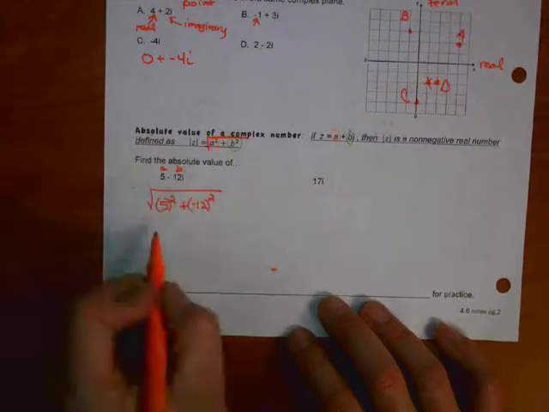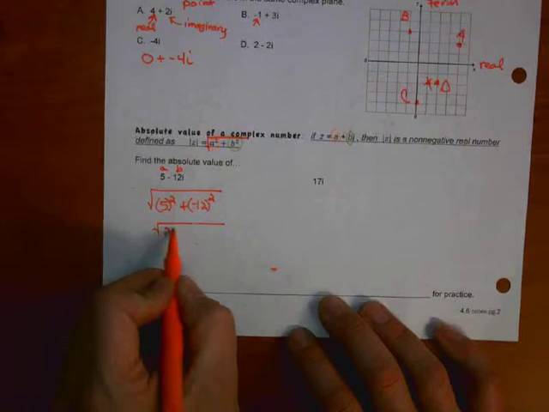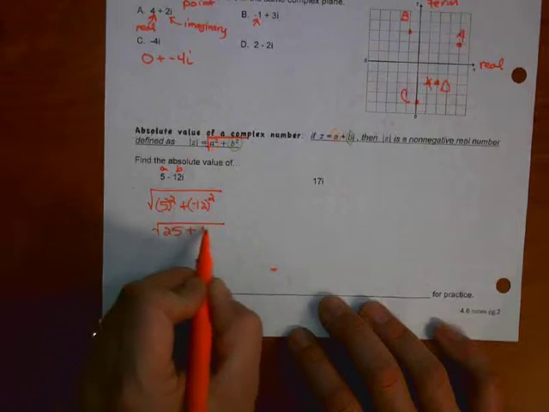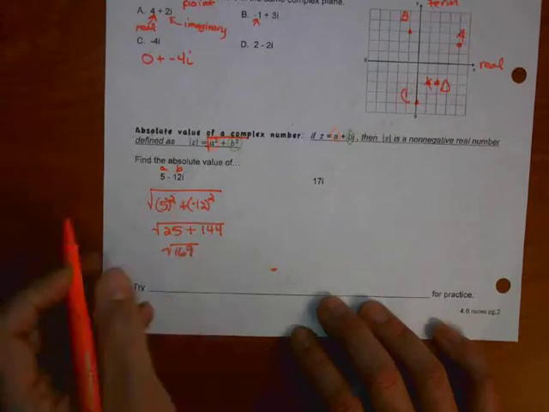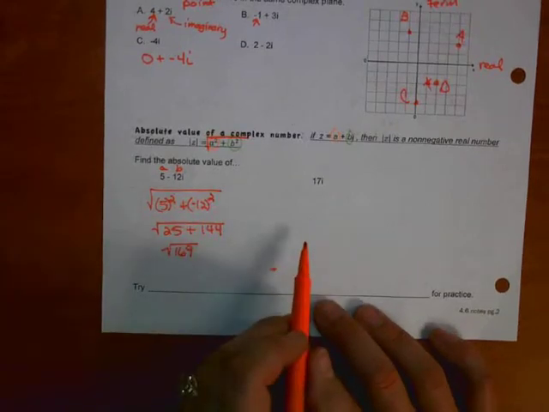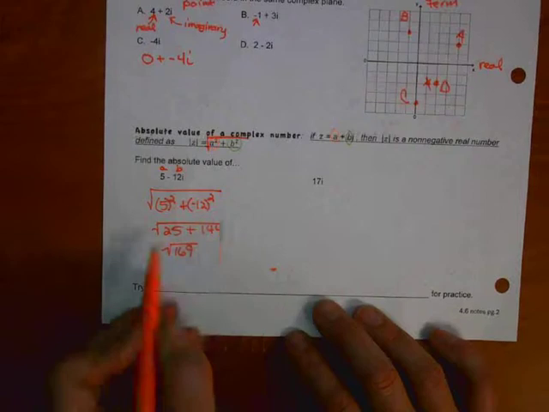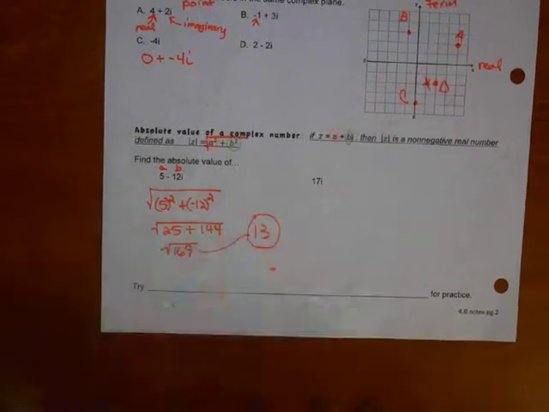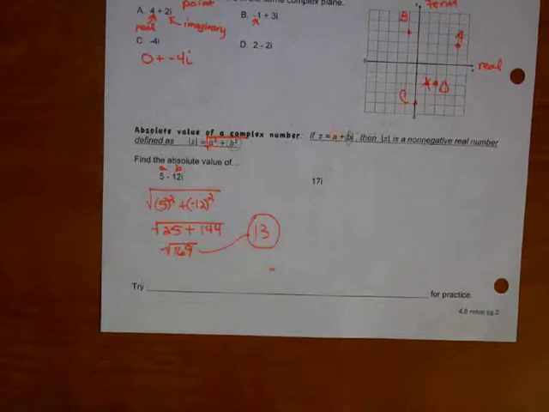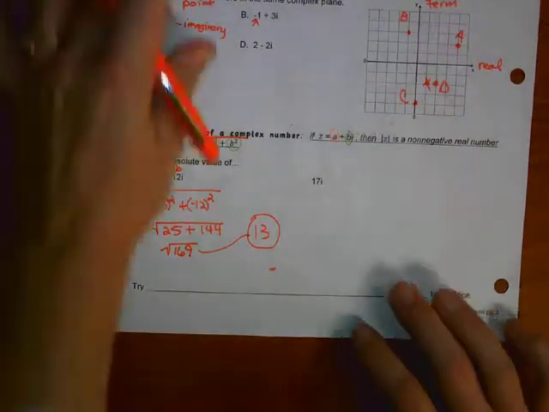So when you do this, you get 25 plus 144, which is the square root of 169. So the answer is 13. The absolute value of Z is 13. Squaring something and taking the square root of it, so it's... No, because you have to add them together first. You got to do everything underneath there first.